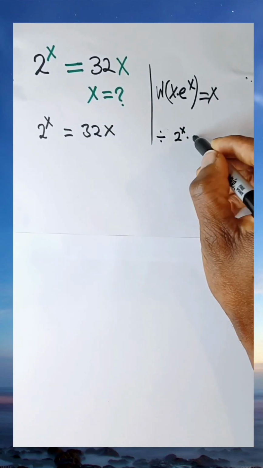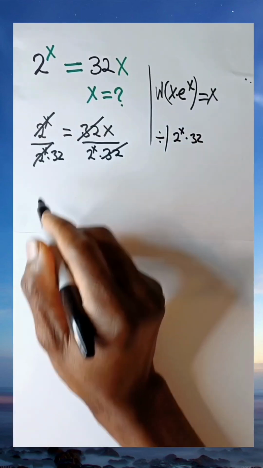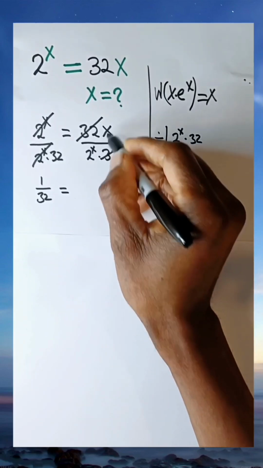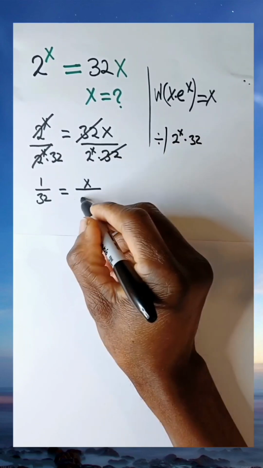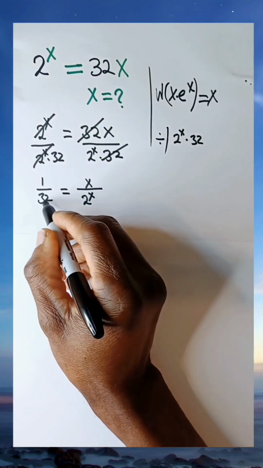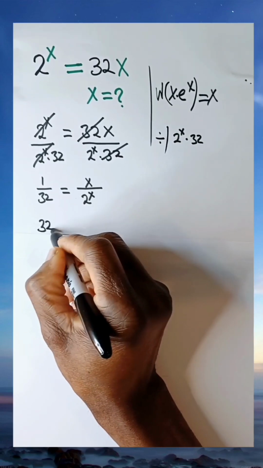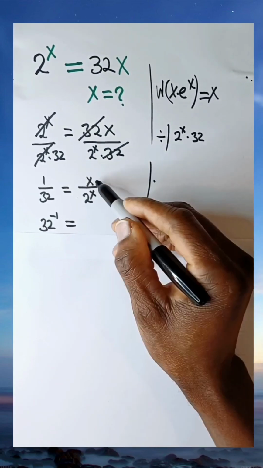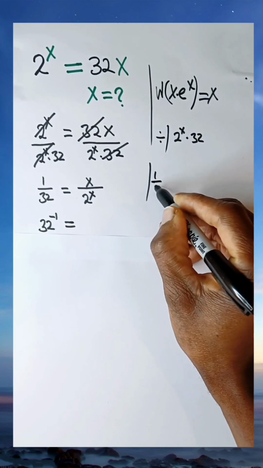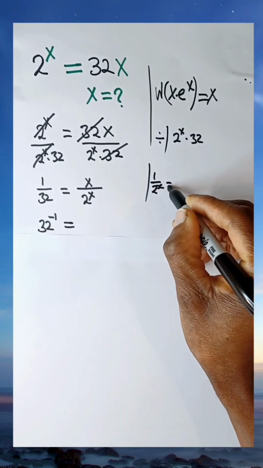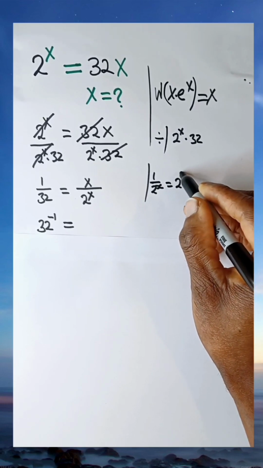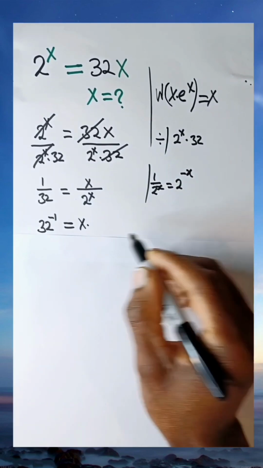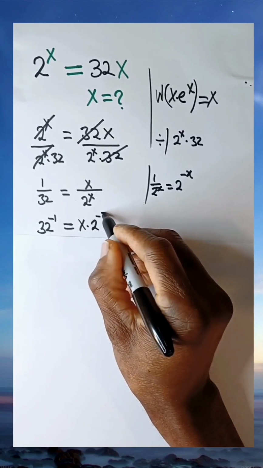times 32. Here we have 1 over 32 is equal to, and here we have x divided by 2 raised to the power of x. I'm going to write this as 32 raised to the power of minus 1 is equal to, in the denominator we have 2 raised to the power of x, which is 1 divided by 2 raised to the power of x. And this can be expressed as 2 raised to the power of minus x. Okay, so we will have x times 2 raised to the power of minus x.